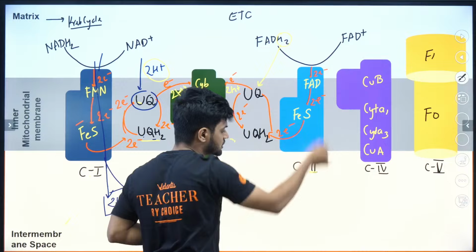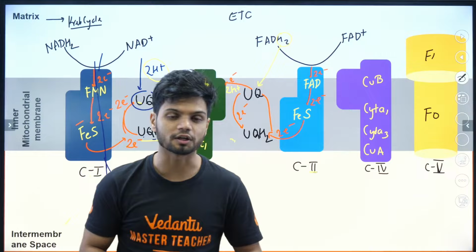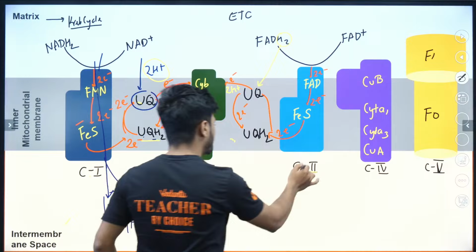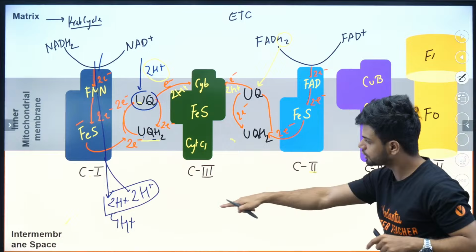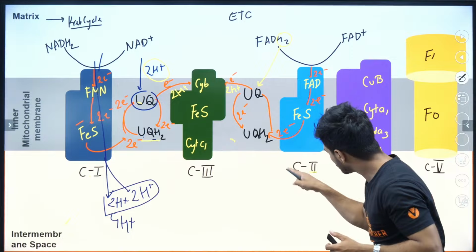The answer is very simple. Because your complex number 2 is a complete inner membrane protein. It is not an intermembrane protein. See this, it is stopping here only. This protein is not part of your intermembrane space. It is only part of your inner membrane. This is the last point. Hence your protons cannot be shot into the intermembrane space through your complex number 2.